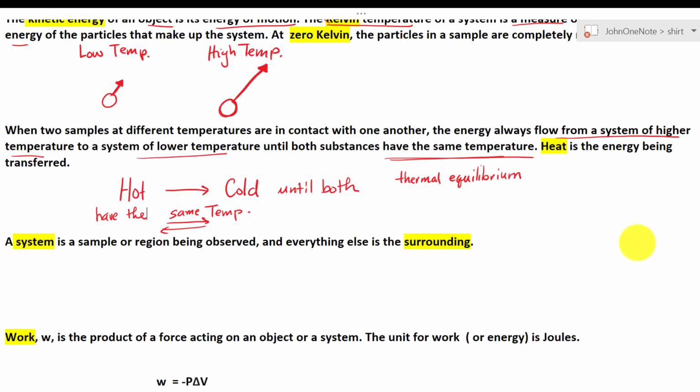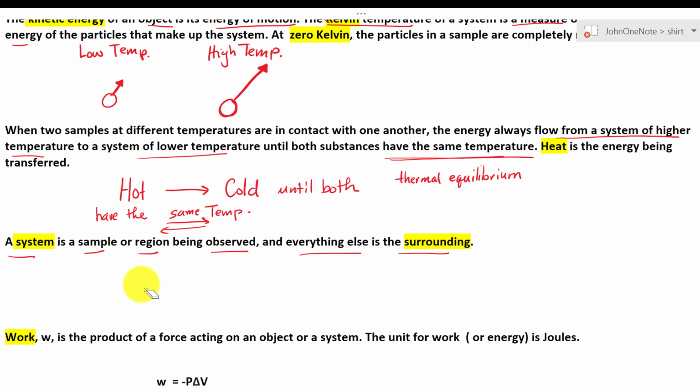Now, let's look at our chemical reaction in different terms. We have the term system. The word system is basically a sample, which is our chemical reaction, or a region being observed. So this is our focus or study object. When we talk about changes in energy, we are comparing the system versus the surrounding. Basically, everything else surrounding a system is the surrounding.